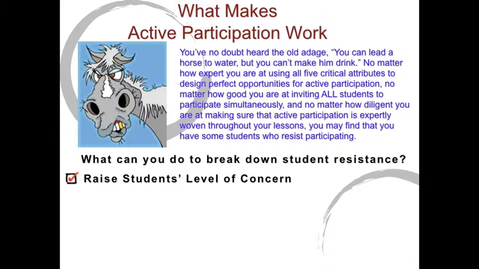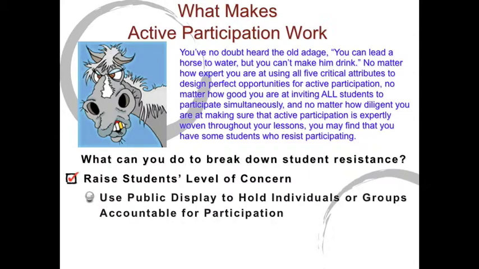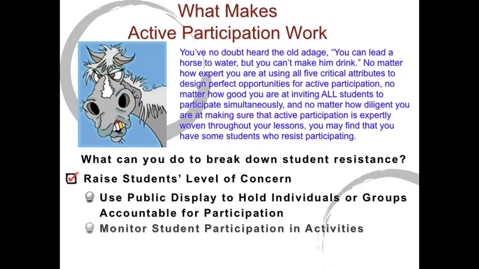You may know that level of concern is one of the variables of motivation. If you increase a student's level of concern, he or she will be more motivated to participate in answering questions and doing activities that lead to learning. There are 3 easy ways to raise students' level of concern. Number 1, use public display to hold individuals or groups accountable for participation. Number 2, monitor student participation in activities. And number 3, use wait time with questions. Let's look at how each of these strategies can be used to raise students' level of concern.